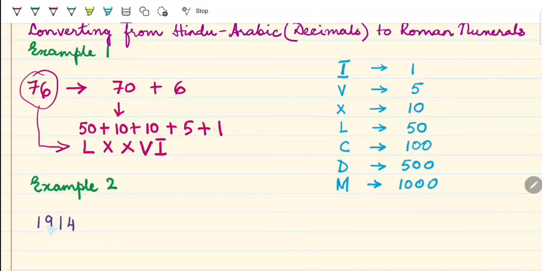Now for our second example, I've chosen a number for which we have to apply not only the addition rule that we used in the first example, but also the subtraction rule that the Roman numeral system supports. All right. So again, it's the same process. The first step is to break up and rewrite this number in expanded form in terms of the values over here in the Roman numeral system. All right. So 1914 can be written as 1000 plus 900 plus 10 plus 4. All right.